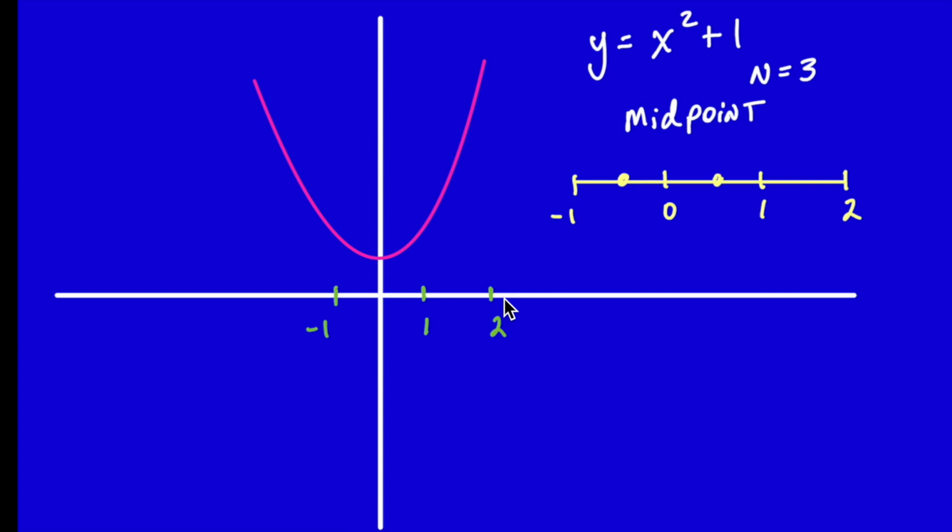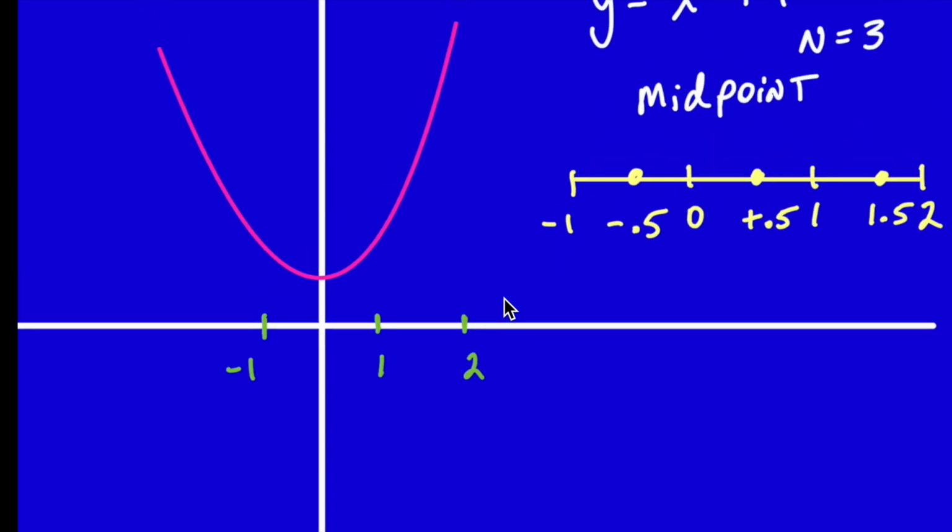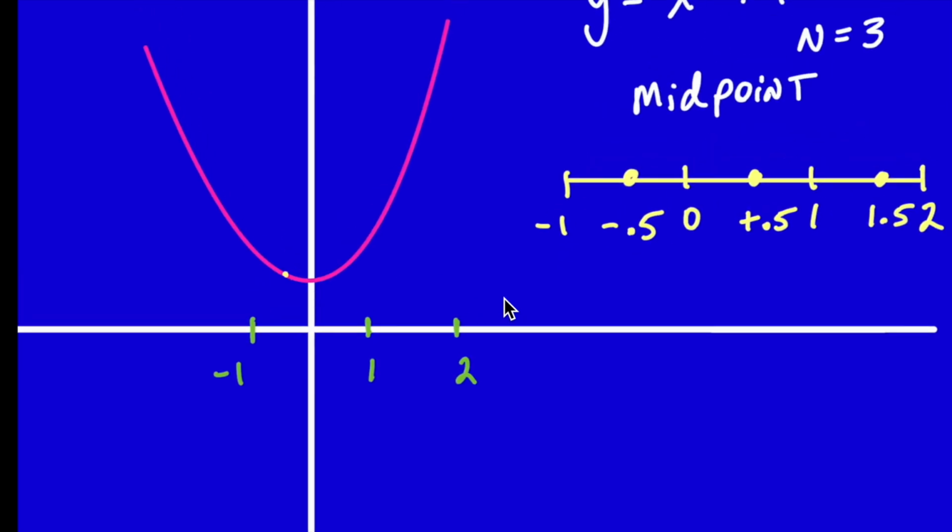So we're going to have these 3 locations for our f of x's. This is going to be -0.5, this is going to be +0.5, and this is going to be 1.5. So we're going to go to our graph at each of those locations. So here's -0.5, here is +0.5, and here is 1.5.